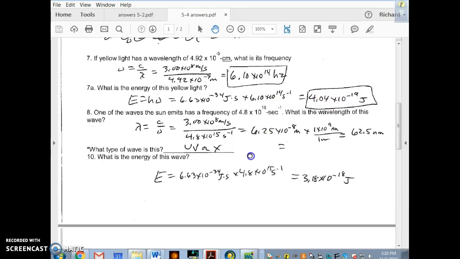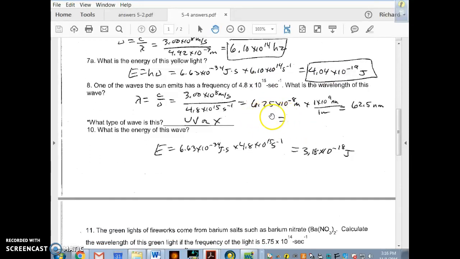All right, 8. I ended up with 6.25 times 10 to the negative 8th meters. I went ahead and converted it to nanometers. You don't have to do that. It didn't say to. But if you did, I got 62 nanometers.